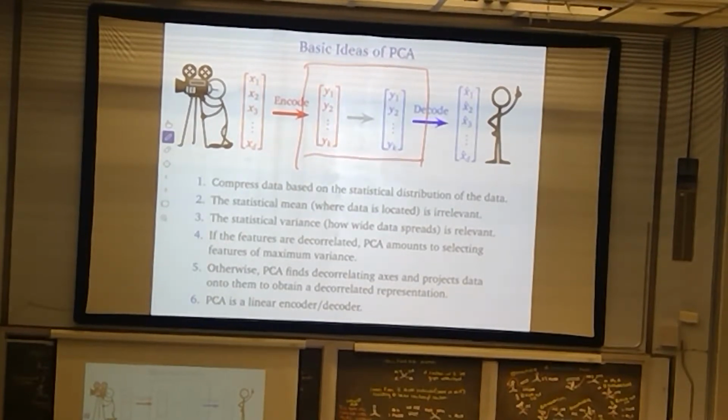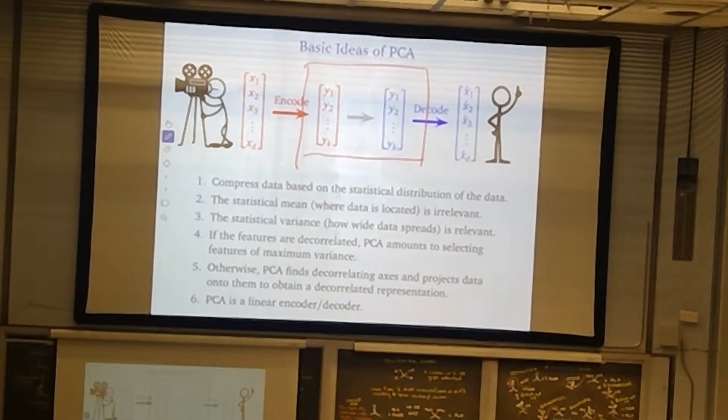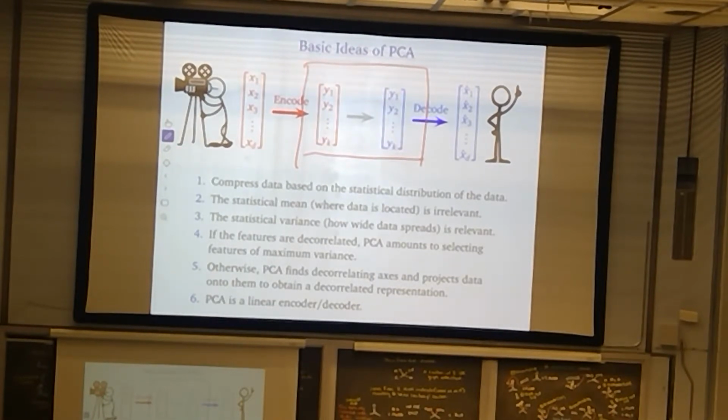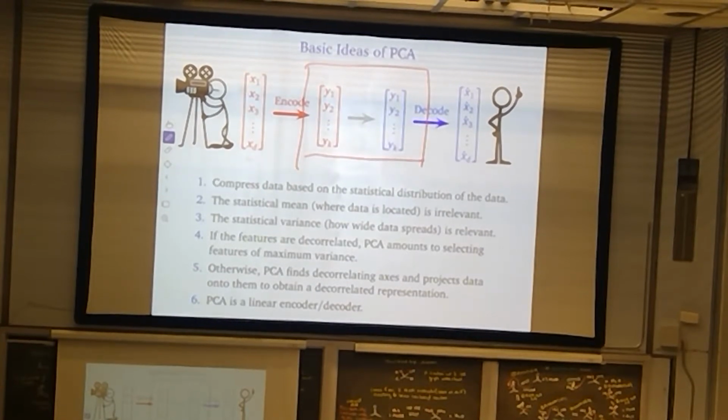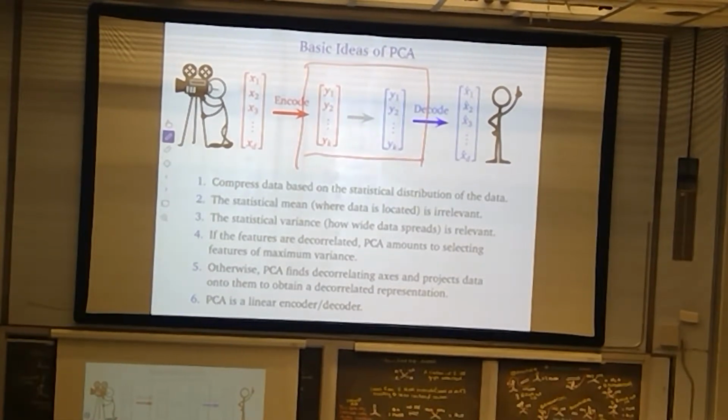The statistical mean, where the data is located, is irrelevant, okay? In the extreme case, if the data is constant, you don't need to send anything. Just store the mean. The statistical variance, how widely the data spreads and in which directions, this is what's relevant. If the features are decorrelated, PCA amounts to feature selection, selecting the dimensions of maximum variance. If they're correlated, it finds the decorrelating axes and projects data onto them. Then you obtain a decorrelated representation, and then you go to the previous step, okay?